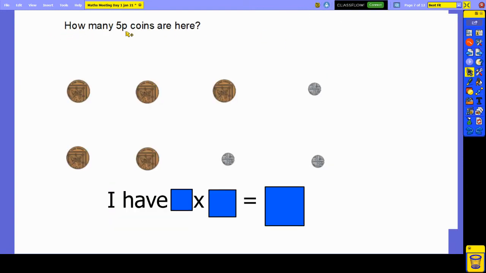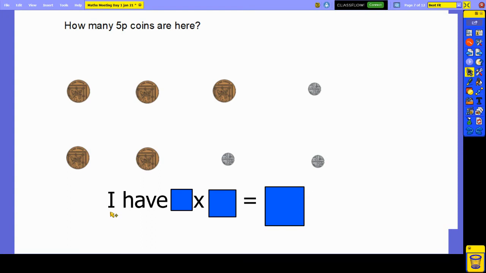Okay, how many 5p coins are here? So I remember that my 5p is a very small little silver coin. Okay, so these are my 5p coins. Pause the video to write your multiplication down, please, using these coins. So how many 5p coins are here?